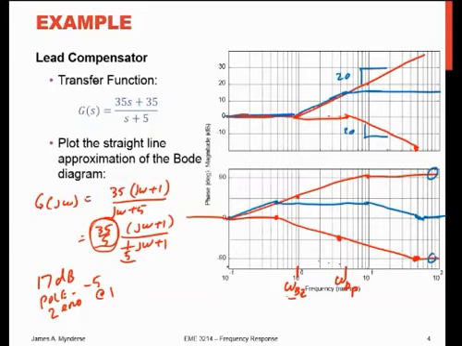And that's my combined response for the phase in the blue here. That's my magnitude, and that's the phase for this transfer function that includes a pole and a zero. And then presumably, in real life, this could have been our plant model, and this could have been a lead compensator as our control algorithm.